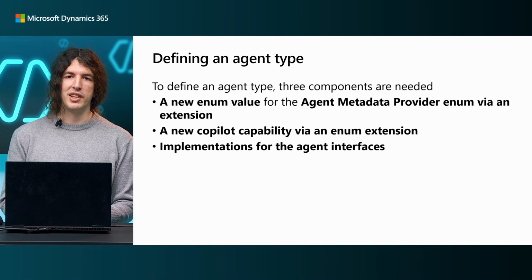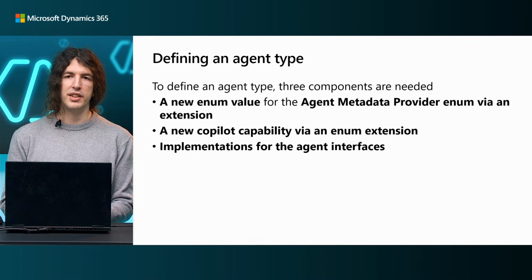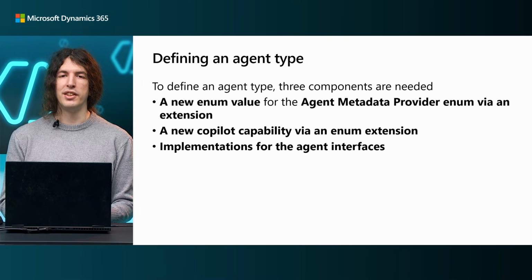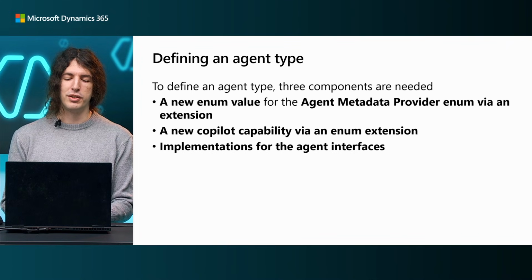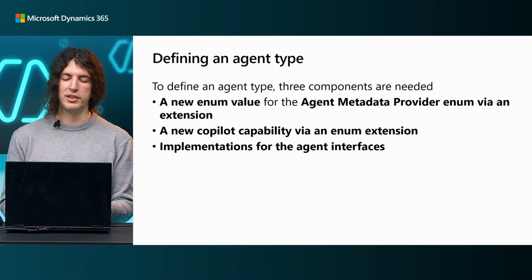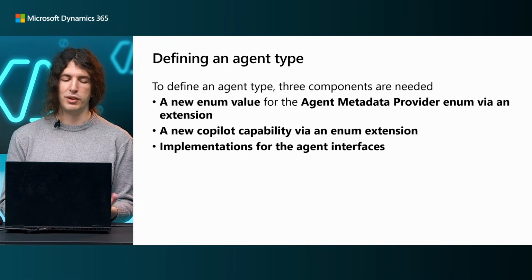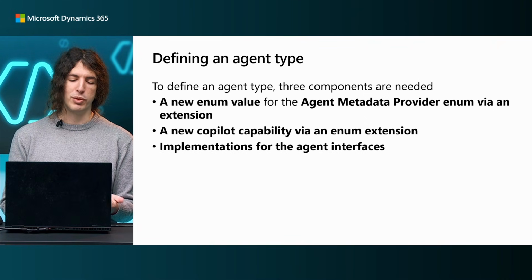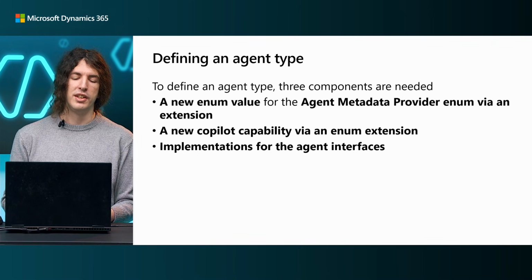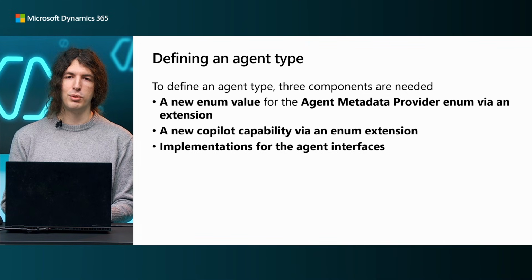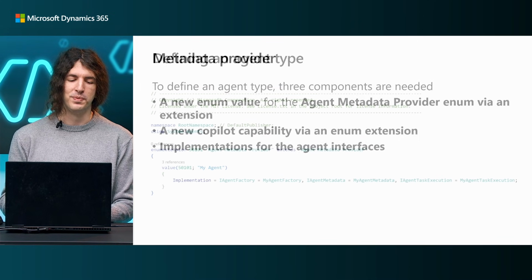The first step to designing an agent is defining the agent type. The agent type, you can think of it as a blueprint for the agent that defines a lot of things like the default settings and the identity of your agent. It consists of the following parts. First of all, we have a new enum value that you have to add to the agent metadata provider enum via an extension. This will be the main identifier of your agent. Then you will need to also set up a new Copilot capability via another enum extension, which will act as a feature switch so that users can turn the feature on and off. And finally, you will need to provide implementations for the agent interfaces, which defines a lot of different things that we will see very soon.